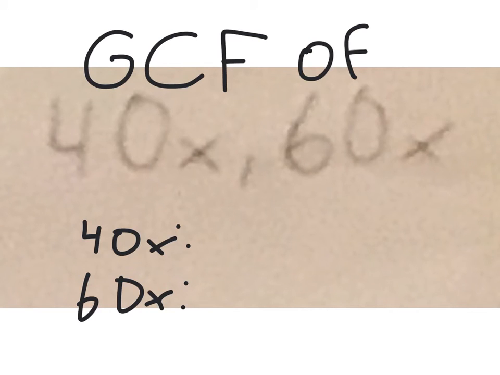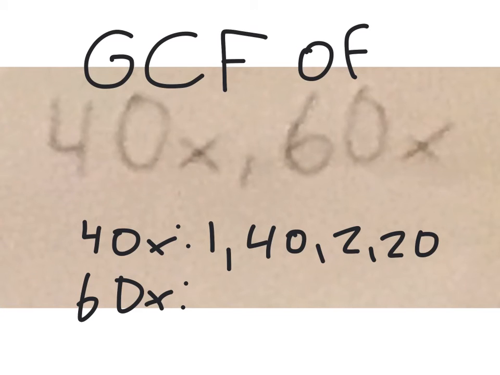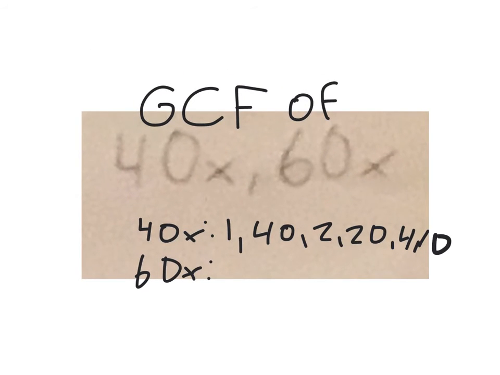So for this problem, we have to find the greatest common factor of 40x and 60x. So some common factors of 40x would be 1 and 40, 2 and 20, 4 and 10, 5 and 8.